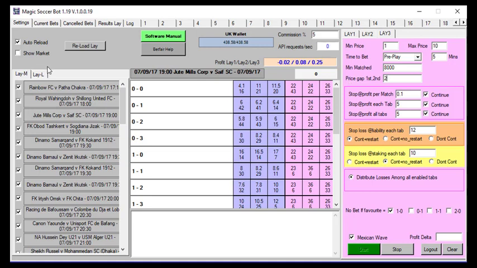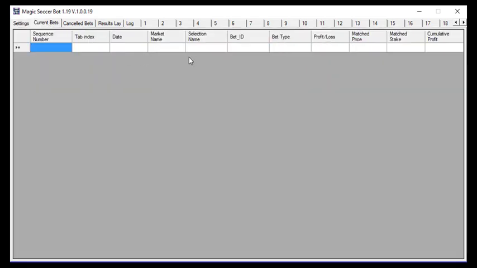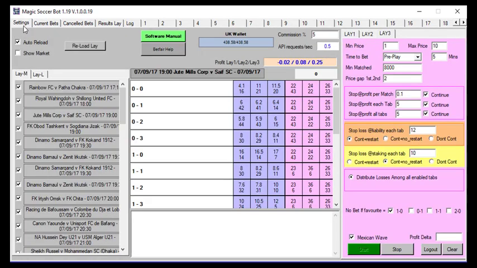Nothing to do, just click on current bets, look at the matches, what they are, and then go to live score or watch them on TV and see how your selections are going.